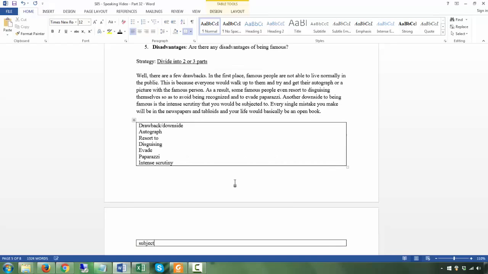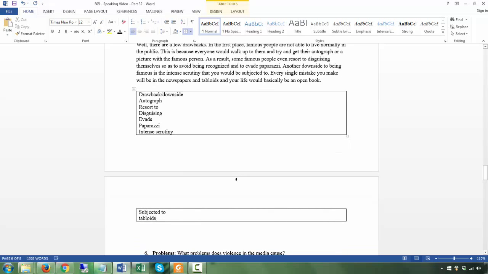Subjected to. You be subjected to something. This is a good collocation. You subject yourself to intense scrutiny. Every mistake you make will be in the newspapers and tabloids. Tabloids is another good word. It basically refers to those newspapers that love to print gossip and all that. Okay, not really serious. You have a lot of them in the UK especially, probably also in the US. Okay, and your life would basically be an open book. Now, an open book, this is an idiom. Okay, so what it means by your life being an open book is that everyone knows everything about your life. Okay, so a lot of good words here.